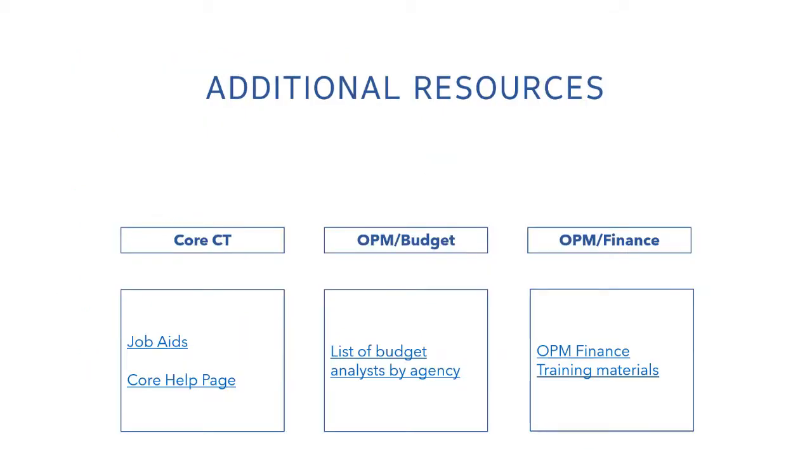So before we get to questions and answers, I just wanted to share a couple of additional resources that are available to you, if you need more information or have a question about how to do a requisition. The first is from the CORE CT side. As Kathleen mentioned, there are a number of job aids that the CORE team has put together, basically slideshows, little trainings that help you understand how to do things on the technical side of CORE. And there is also a link here to the CORE help page. So if you need to request a training or submit a Footprints ticket, you can do that there.